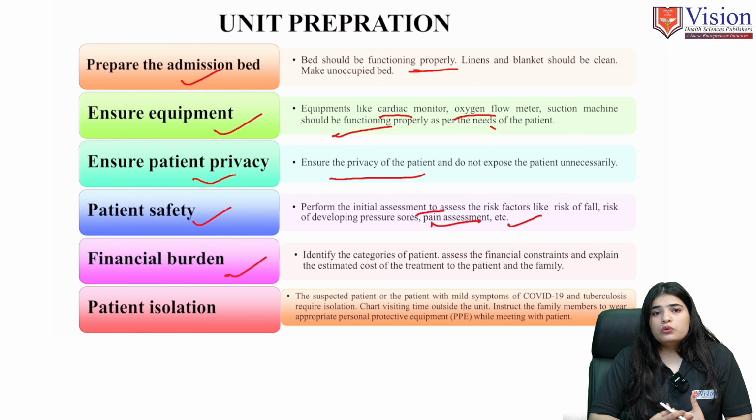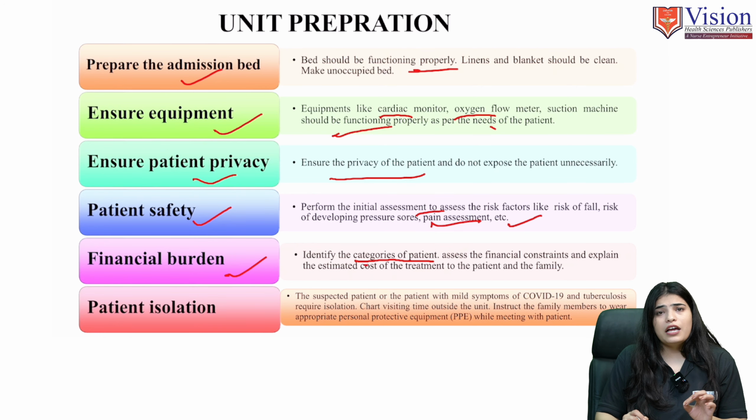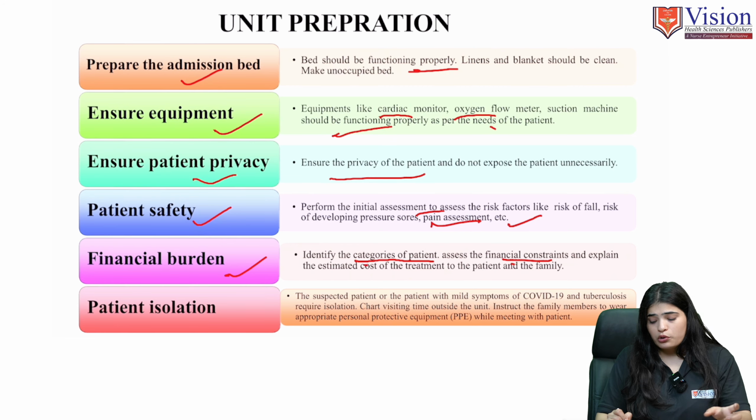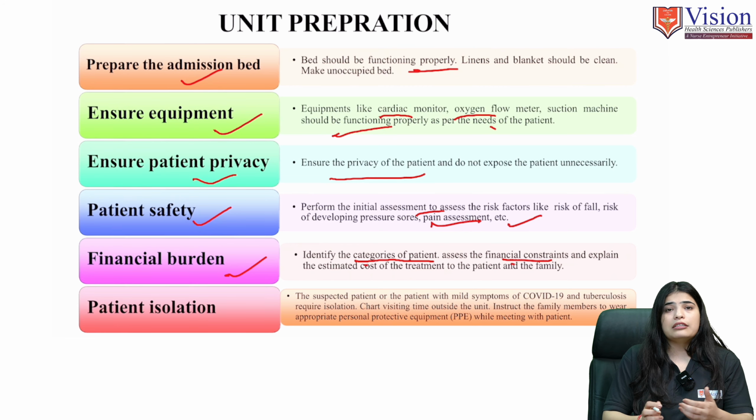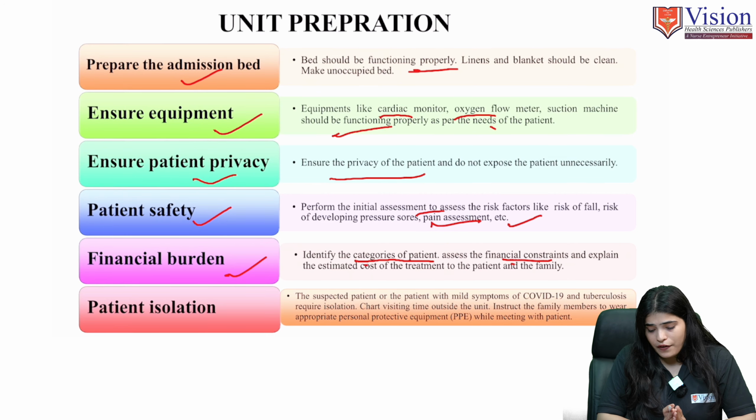Next is financial burden. As we all know, hospital admission can be a financial burden for the patient or for the family members. So we have to identify the category of the patient, and we have to assess what kind of financial constraint this particular admission can put on the patient, and we have to tell the estimated cost of the treatment to the patient and to the family.